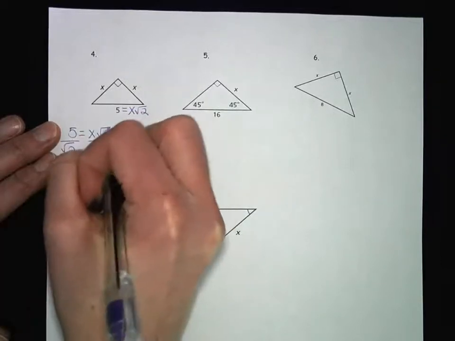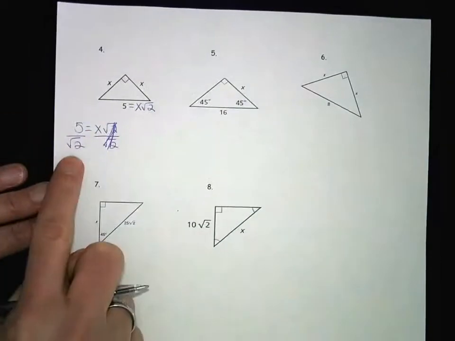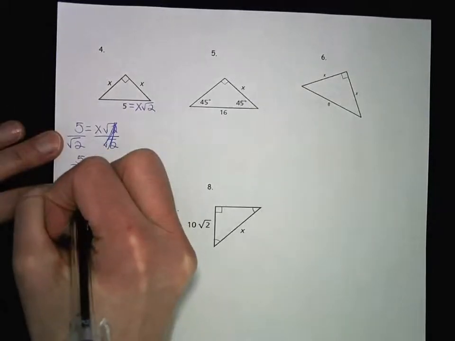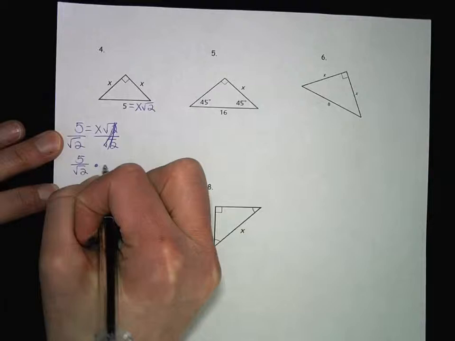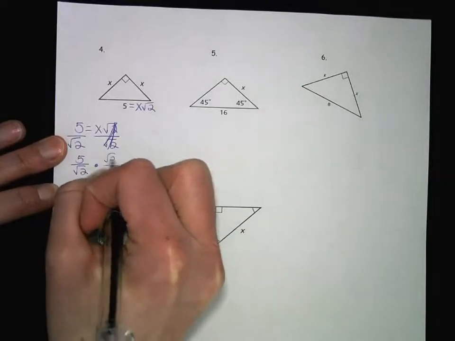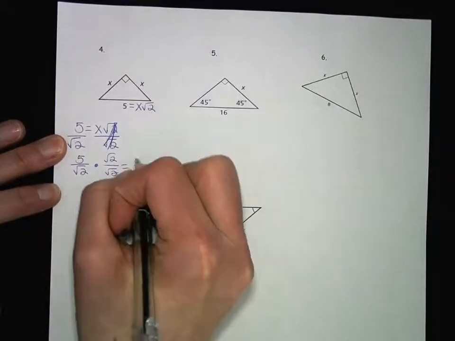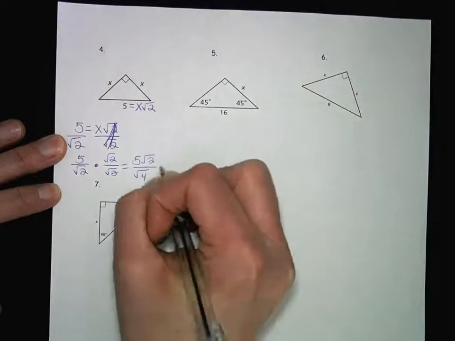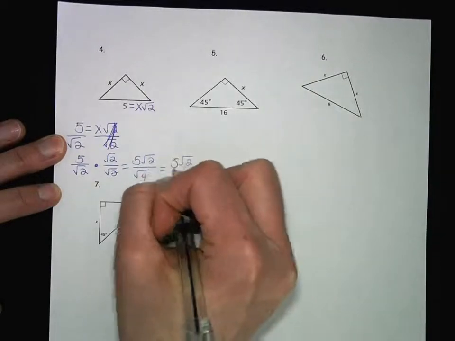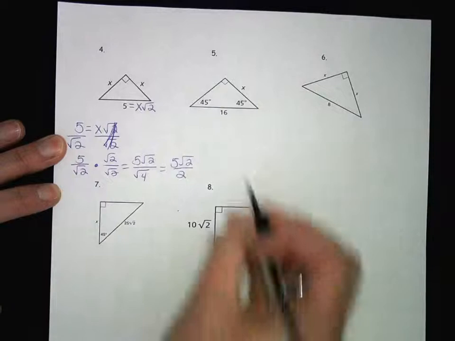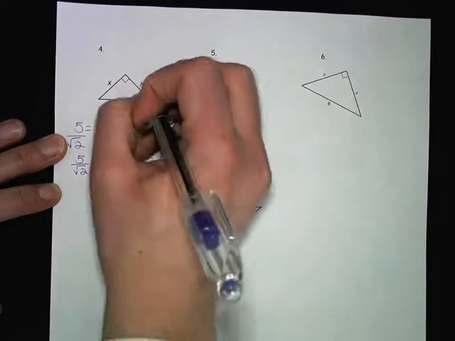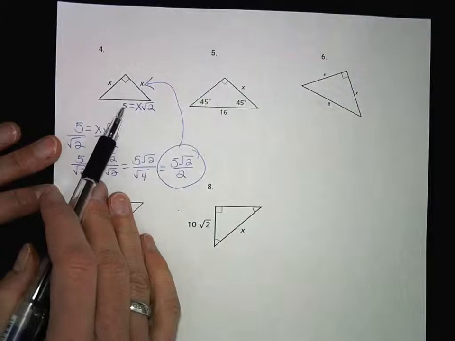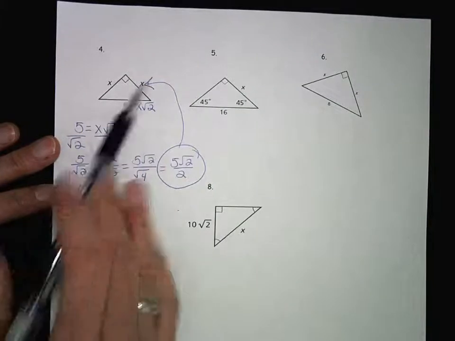So this will cancel, but now you have to do what we call rationalizing the denominator. So you have 5 square roots of 2, so then you have to multiply by the square root of 2 over the square root of 2. So that's 5 square roots of 2 over the square root of 4, which is really 5 square roots of 2 over 2. And then this would be your answer that belongs up here. So it's a little bit harder when they give you the hypotenuse than when they give you the legs, okay?